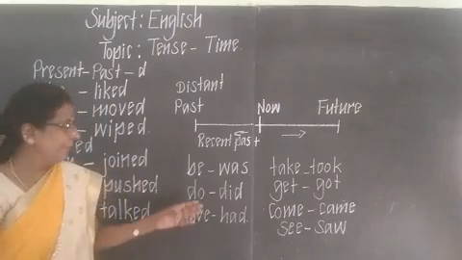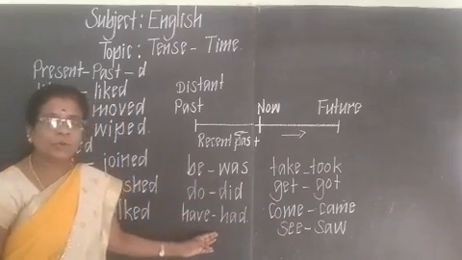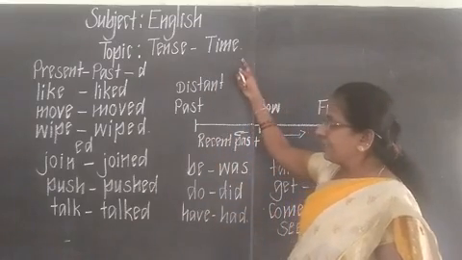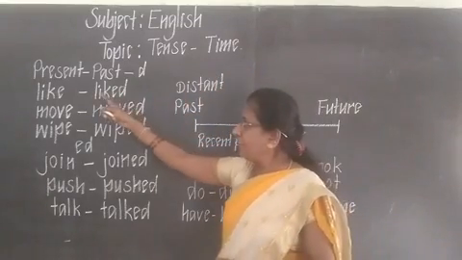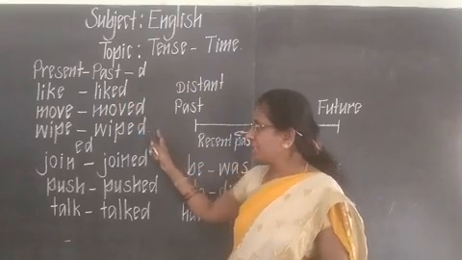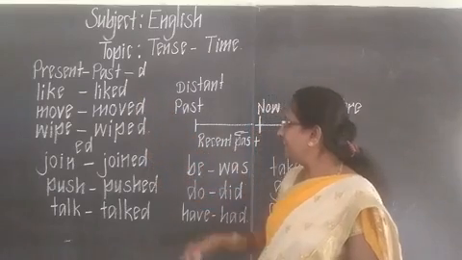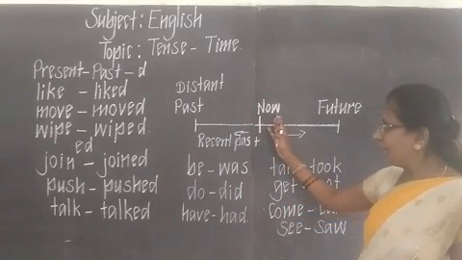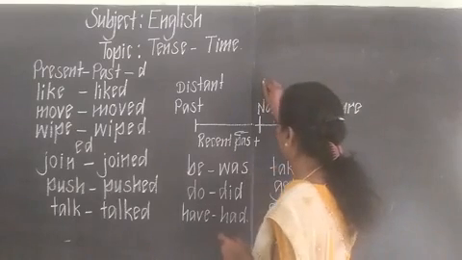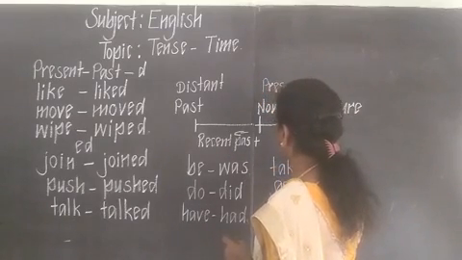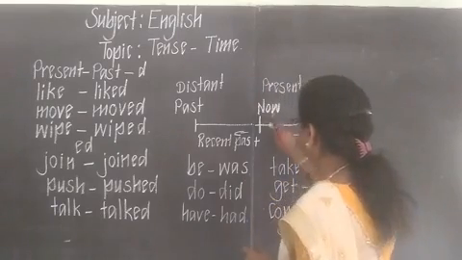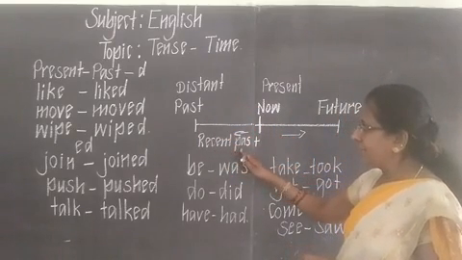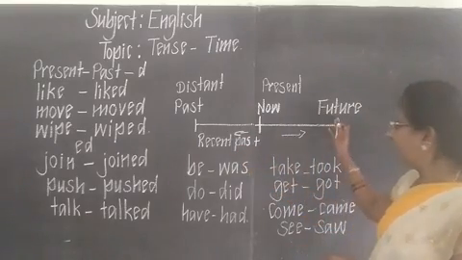Okay, children. Let's practice this at home. Today's class, I taught you that tense means time, and how to change the present tense to the past tense by adding D and ED, and irregular verbs. See, now means present. The action is going on now. Distant or recent past, when the action recently occurred, and future.